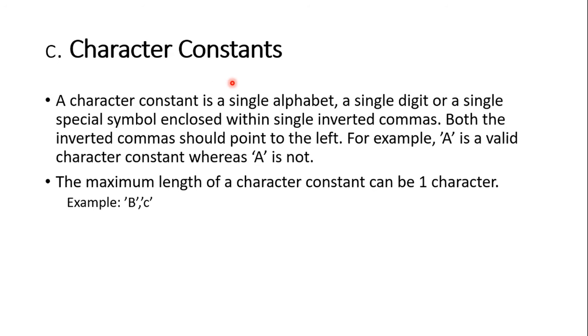Character constants. A character constant is a single alphabet, a single digit or a single special symbol enclosed within single inverted commas. Both the inverted commas should point to the left. For example, here you can see both the commas pointed towards the left is a valid character constant, whereas this is not a valid character constant. The maximum length of a character constant can be one character. Examples: B, C and all the characters. So we have to keep in mind that this pointer should be in the left direction.